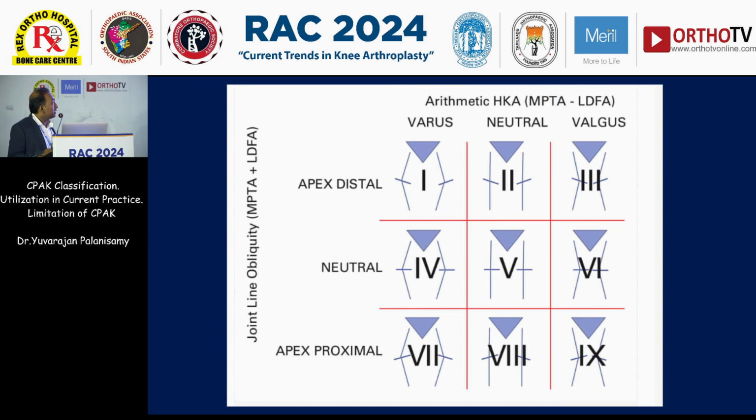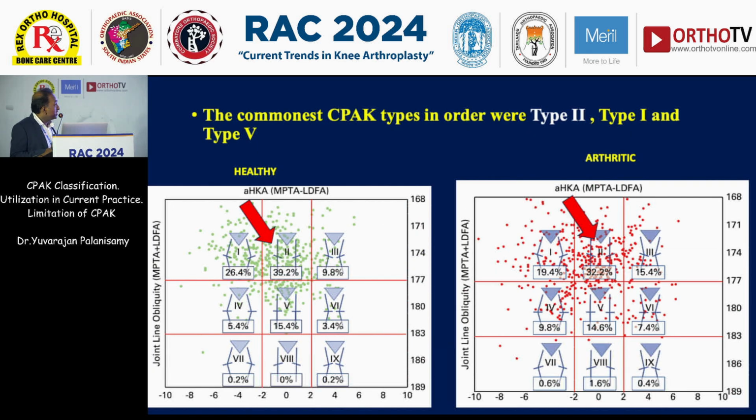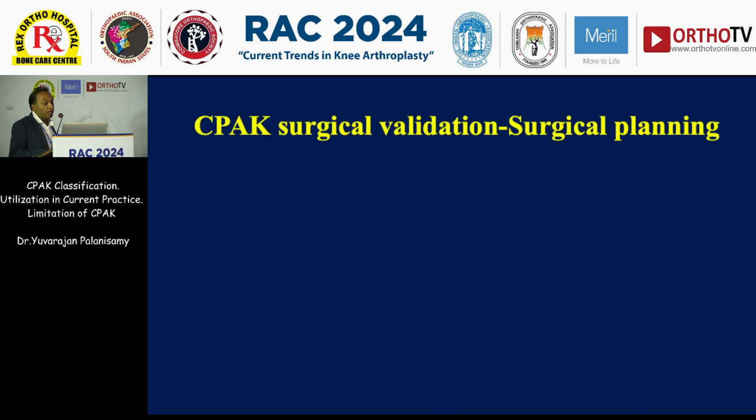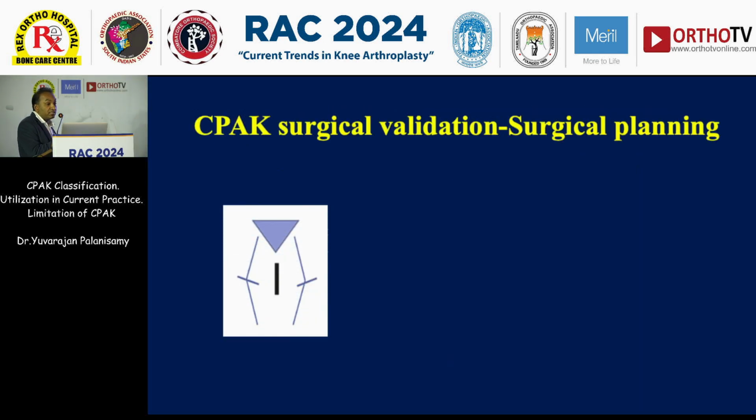First calculate the arithmetic HKA, then the JLO. In their study, they found that type 2, that is a neutral alignment with apex distal, is the most common type in the MacDessi group. And the importance of the study is that they didn't stop only with the classification, but they validated it with surgical application, whether which type of knee is going to benefit from mechanical versus kinematic alignment. That's a very important message from this study.